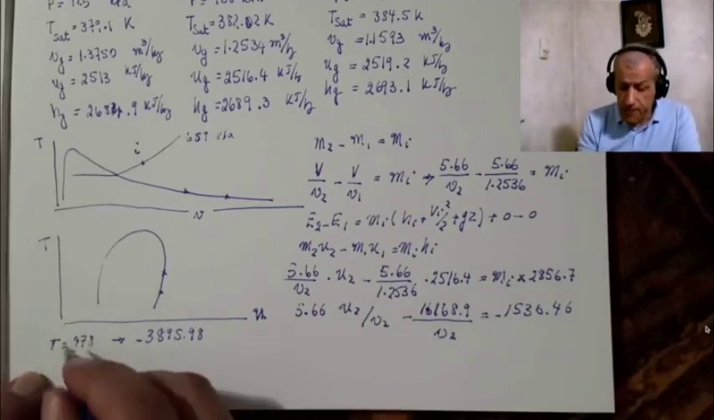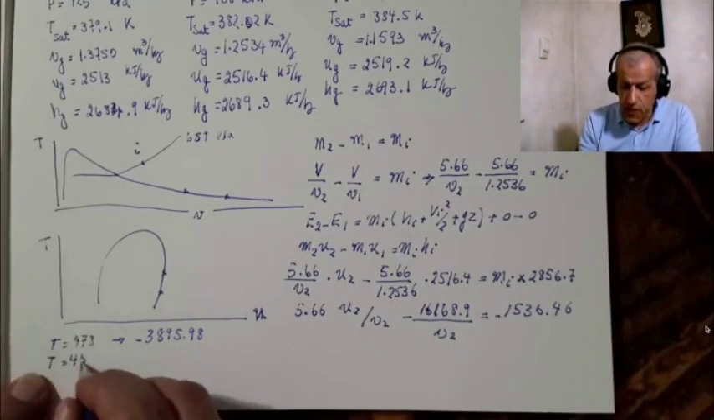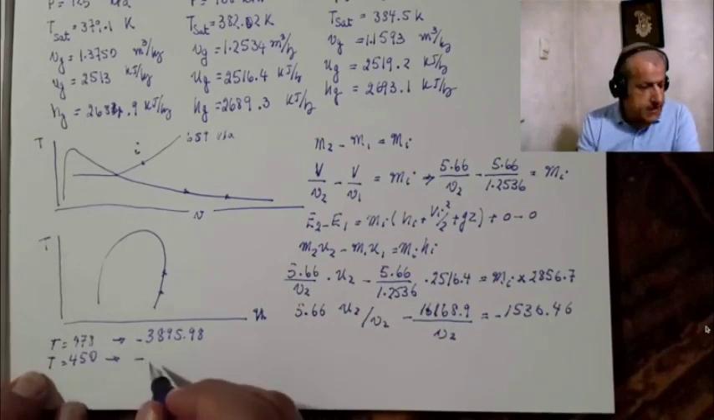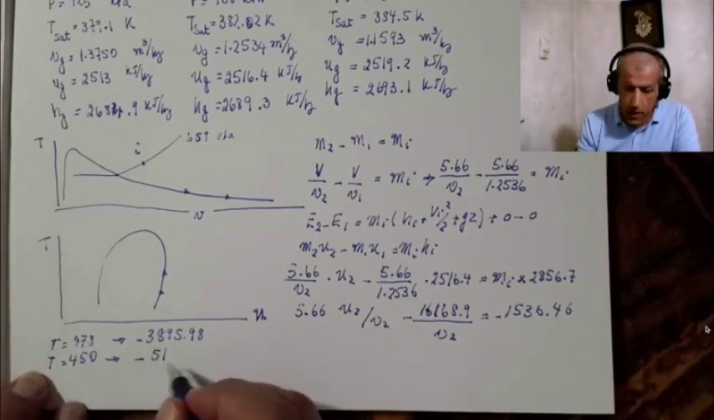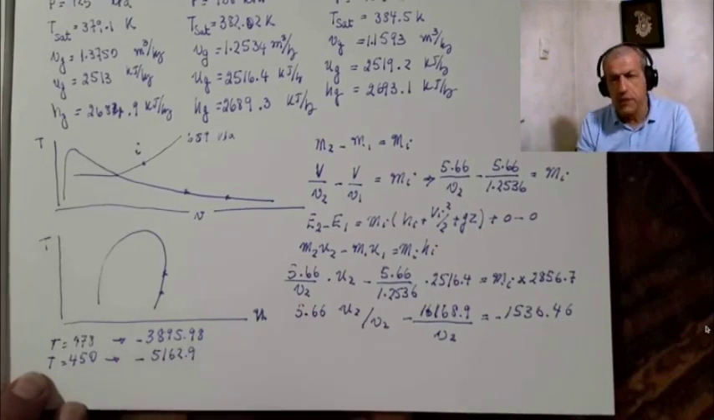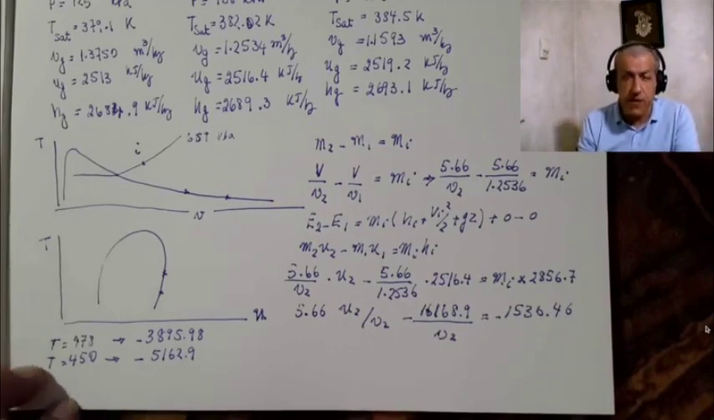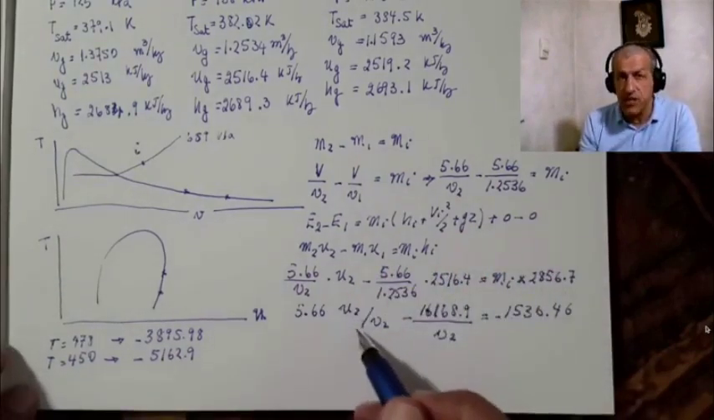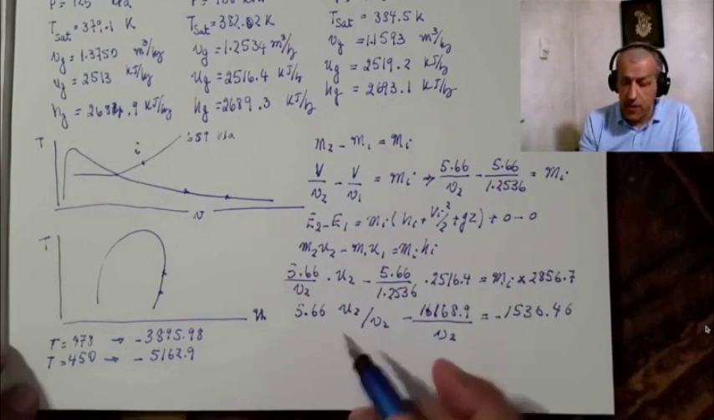We have to come up with another one. Select T equals 450, to learn if a smaller value is possible. And the answer would be minus 5162.9. So a smaller temperature is not possible. That is what the combination of mass conservation, the first law of thermodynamics, and the equation of state tell us. The equation of state is the properties of steam. You can't find the correct match for steam at lower temperatures.